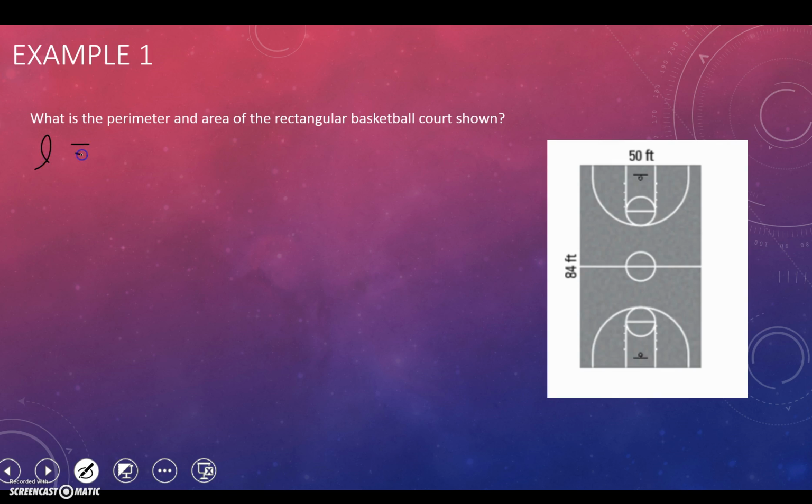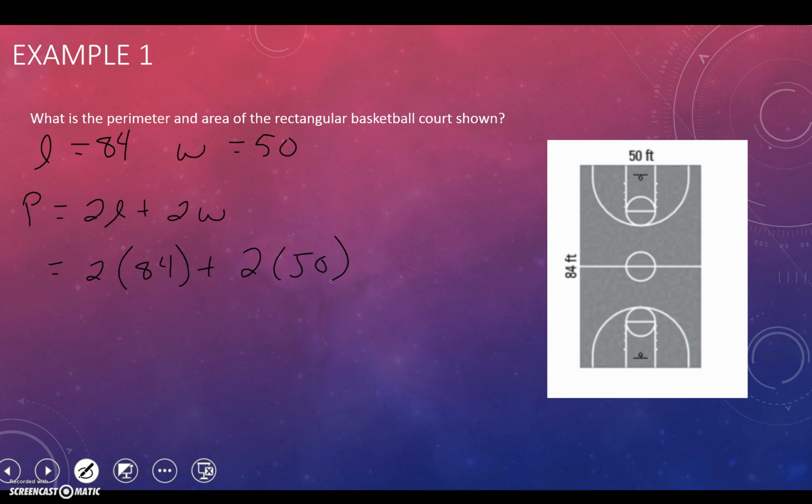We know our length in this problem is 84, and we know that the width is 50. So we're going to use that in our formula. We know that the formula is 2 times the length plus 2 times our width. So substituting these values in, our length is going to be 84 plus our width here is going to be 50.